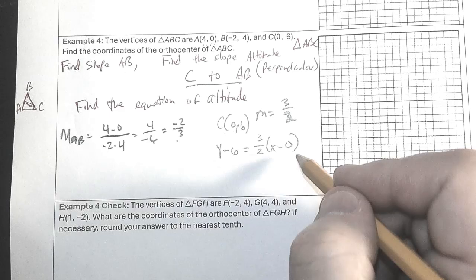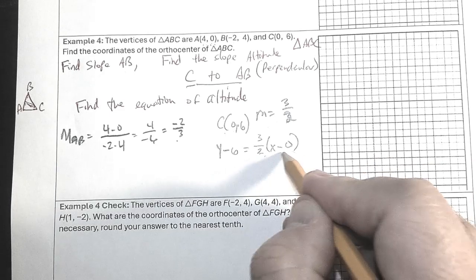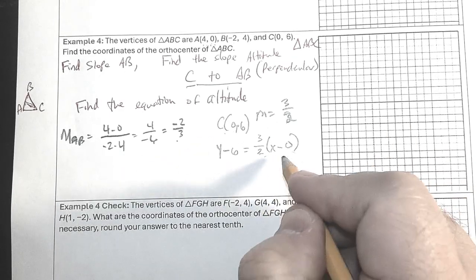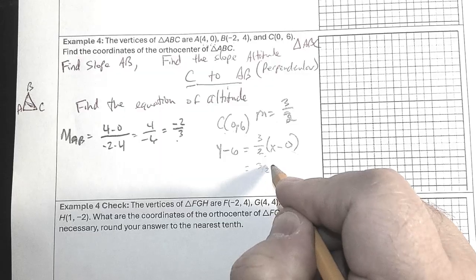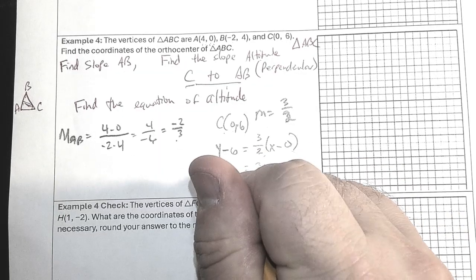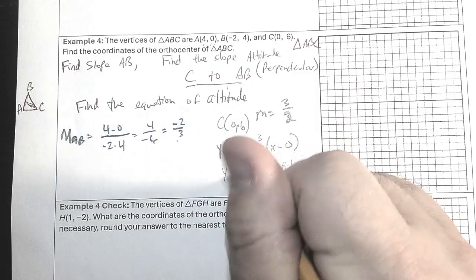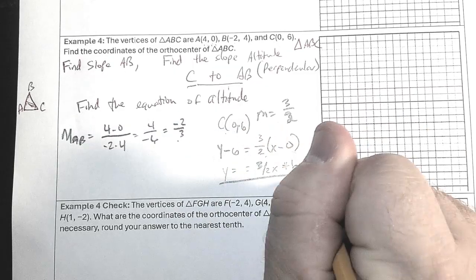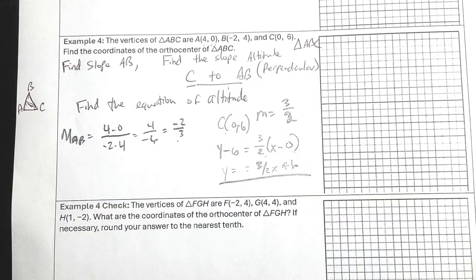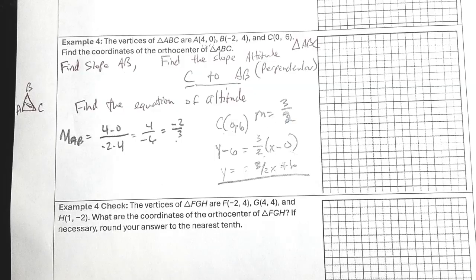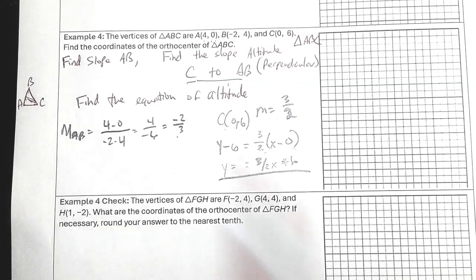Okay, that's right, because this is 3/2 times x minus 0, so it's just 3/2 x. And then it's y minus 6, so you add 6 to both sides. So this ends up being the equation for this altitude. Now we're going to find the other one real quick.